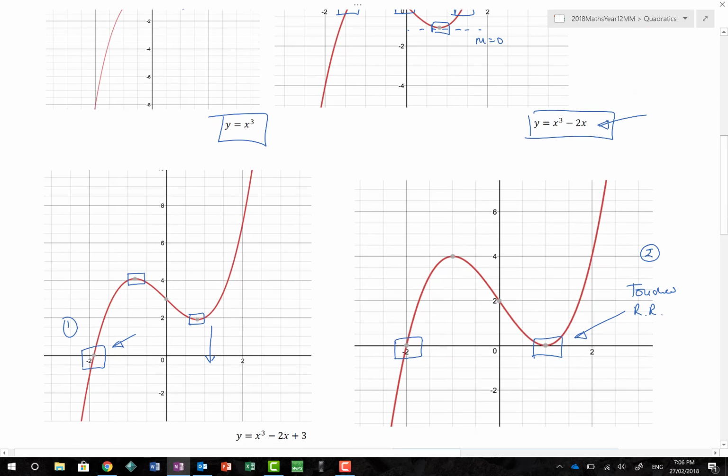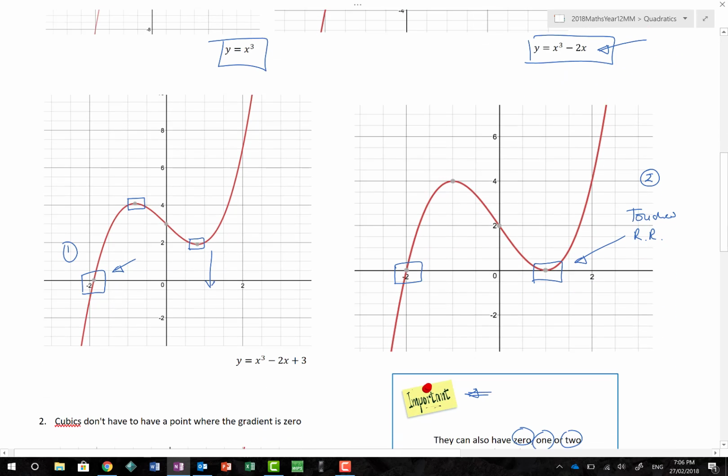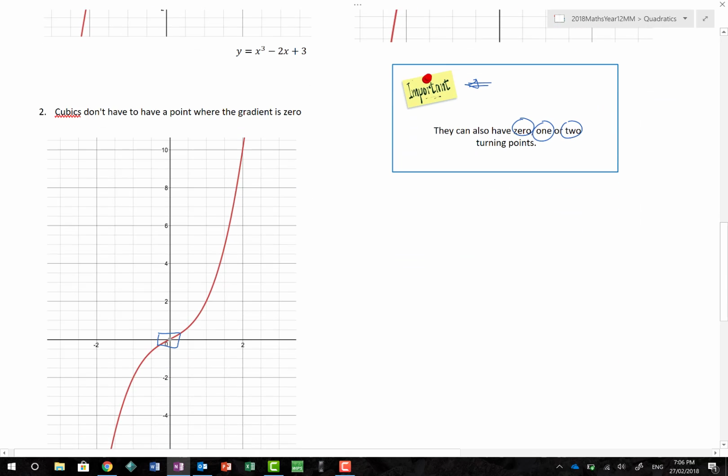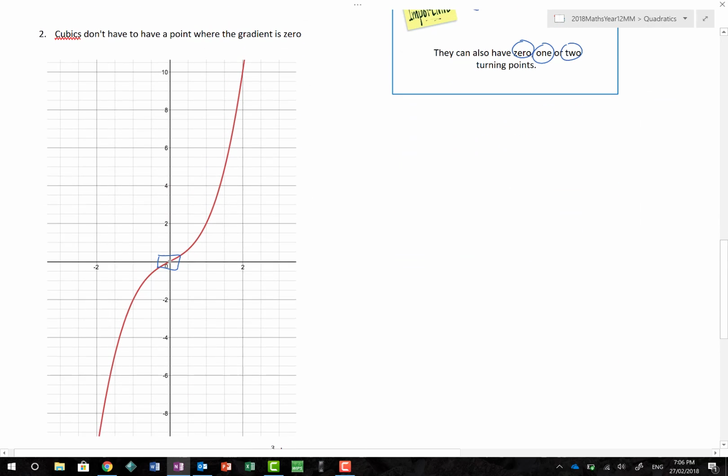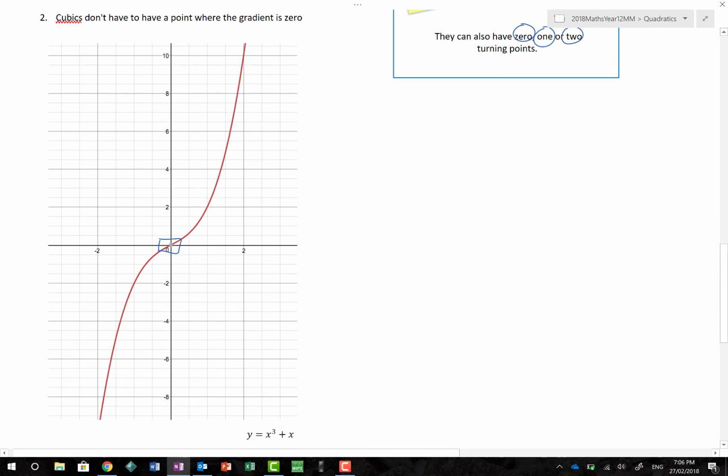So where is there an example of 0? Well, let's just check. Is it this one? No, that's got 2 turning points. And this one here also has 2 turning points. Well, actually, if we scroll all the way to this graph here, and apologies, my screen has gone a bit darker. My battery's about to go. All right, this one here, with the graph y equals x cubed plus x, does not have a point of 0 gradient.